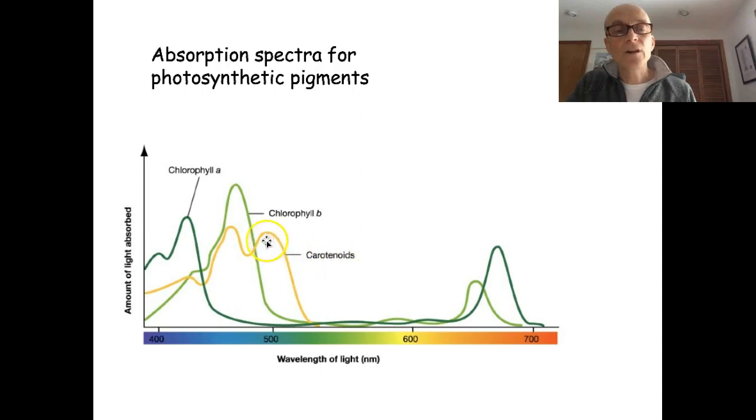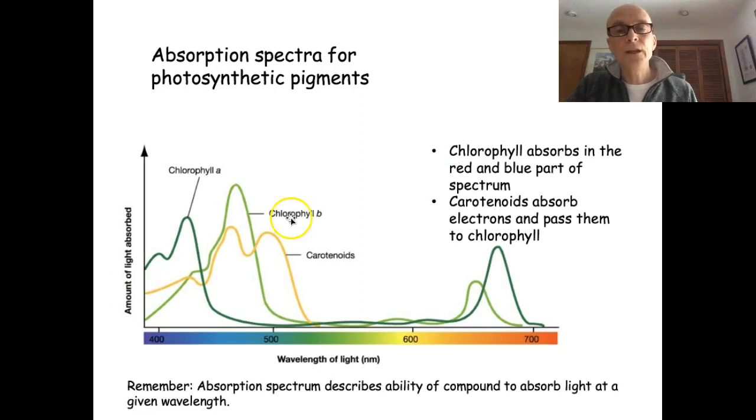And then you also see the carotenoids, which can help chlorophyll by absorbing light in parts of the spectrum that chlorophyll is not so good at absorbing. As you can see, this part of the spectrum is covered by carotenoids, which can then transfer the electrons and the energy that comes with them to chlorophyll in subsequent reactions. So chlorophyll absorbs the red and blue part of the spectrum, carotenoids absorb light and pass the energy to chlorophyll, and then chlorophyll can use it from there on.